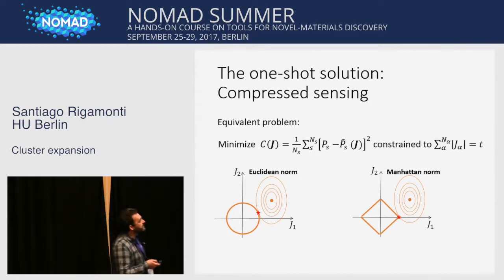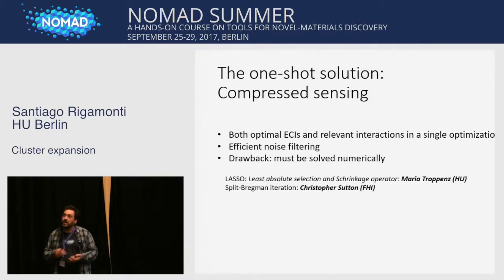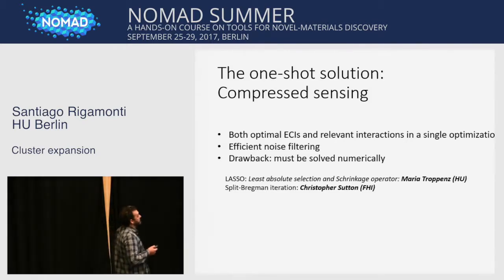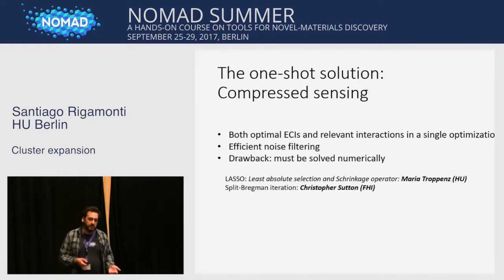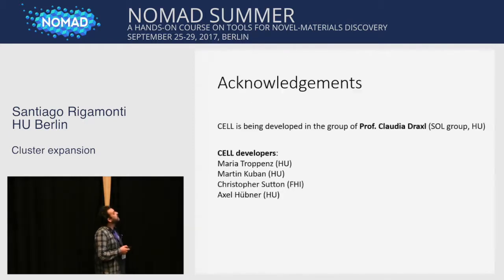So with the compressed sensing, what we have is at the same time the optimal ECIs and the optimal set of clusters. This has also efficient noise filtering. The drawback in front of the L2 norm is that it must be solved numerically. So these are the people that are working in this part of the code.